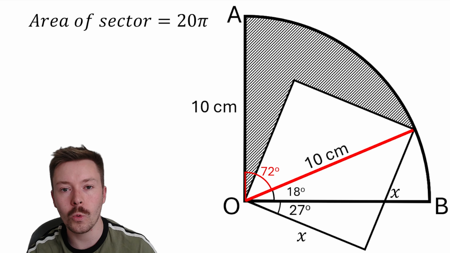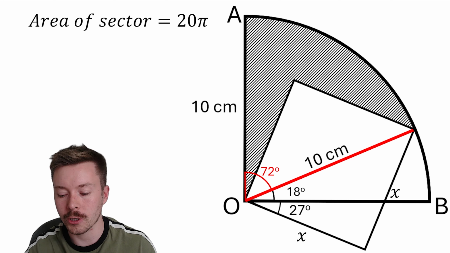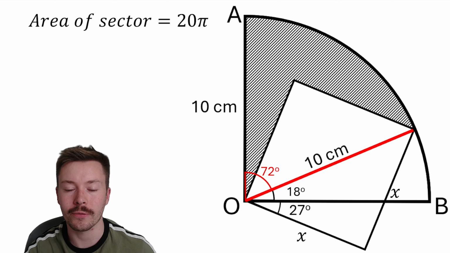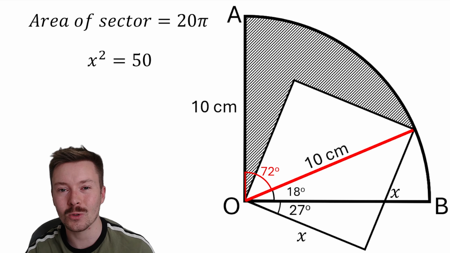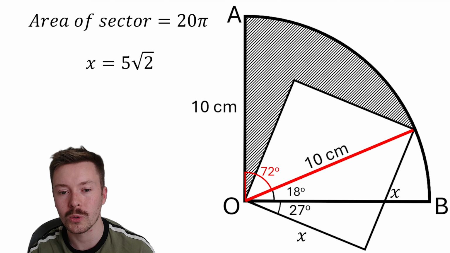Now I know within a square I can use Pythagoras, so I'm going to do x squared add x squared is equal to 10 squared, the hypotenuse squared. That gives x squared add x squared is 100, which simplifies to 2x squared is 100, which then gives x squared is 50, and finally x is 5 root 2.